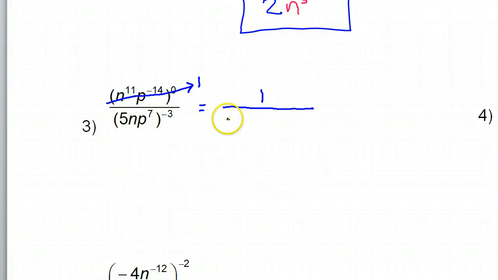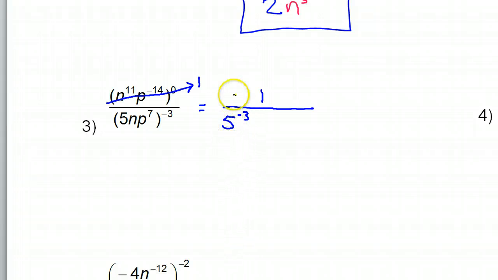Now if I were you, for a brief moment, I would just leave this as 5 to the negative 3 power. Do not try to do the power now. A lot of kids will, knowing that 5 to the 3rd power is 125, they'll think 5 to the negative 3 power is negative 125. That is false.